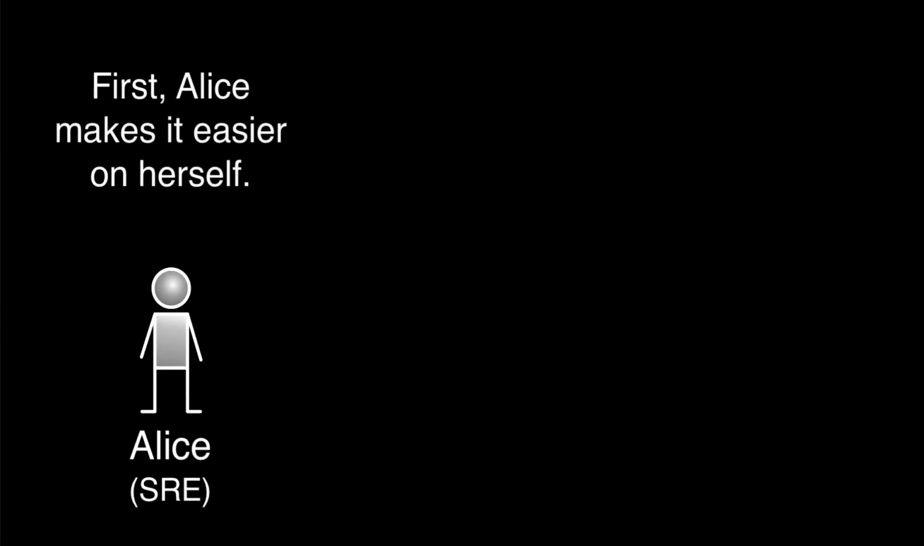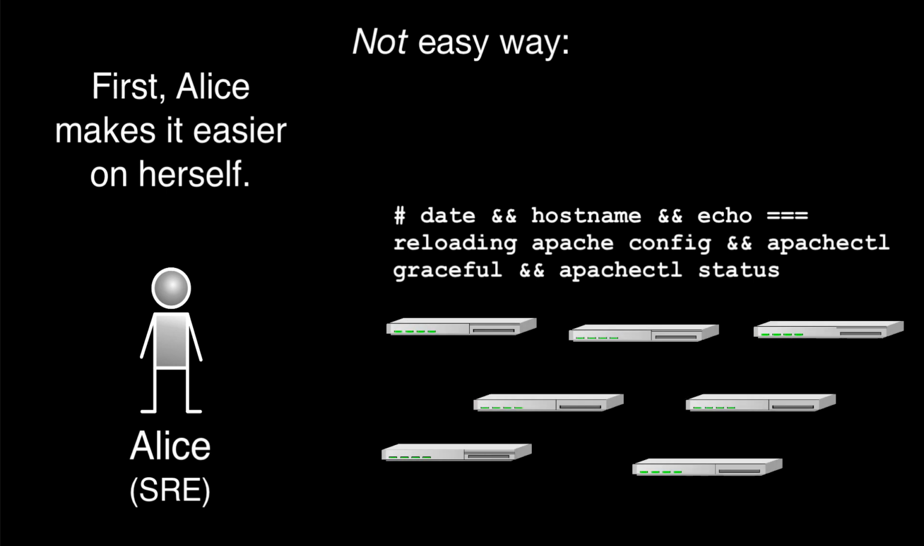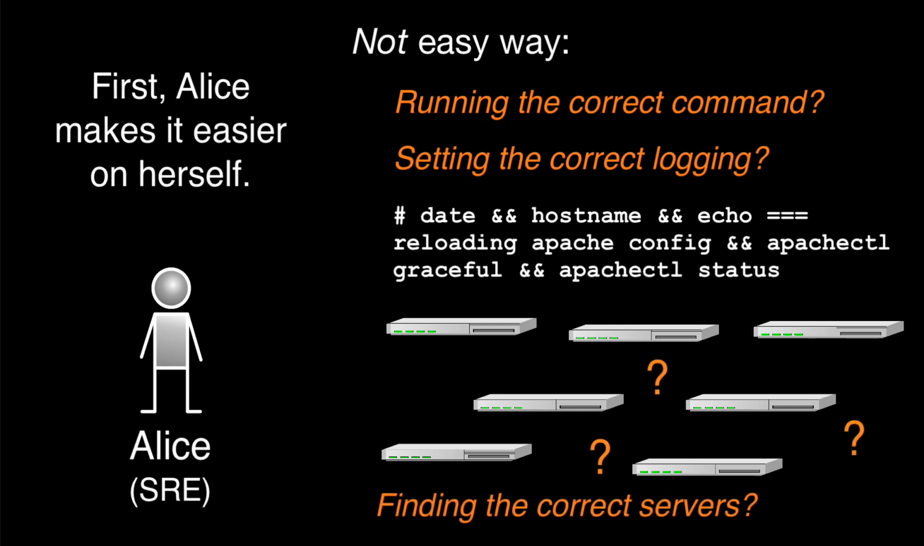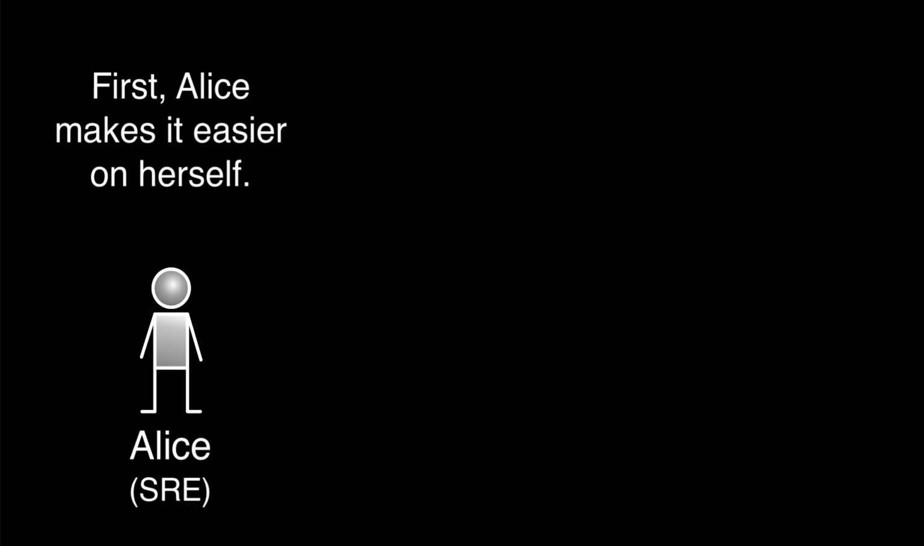So Alice decides to make it easier on herself. Her existing way to do the restarts is to recall her favorite commands and SSH them to each node. Each time she has to ask herself, did I run the correct command? Did I set up the correct logging? Did I use the most up-to-date list of servers? How do I recognize and handle errors? It's a bit of a pain each time.